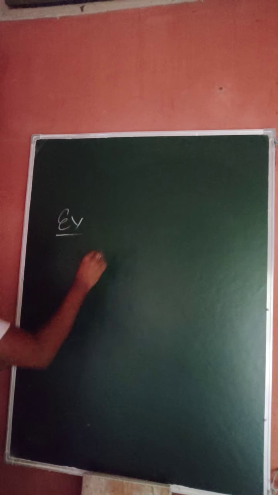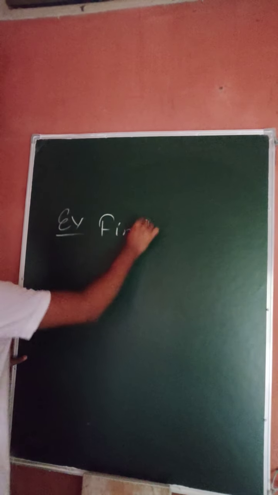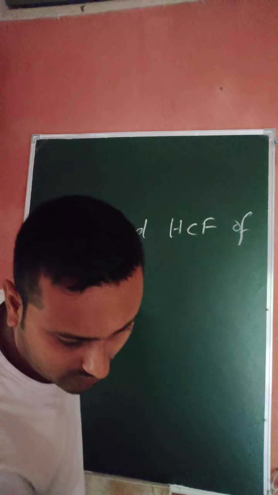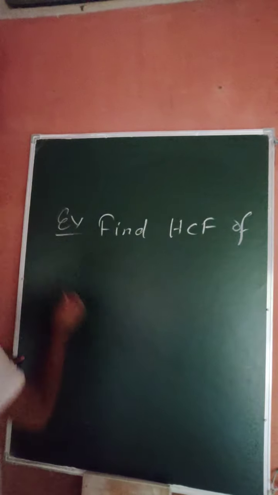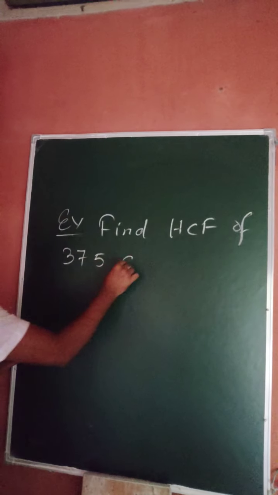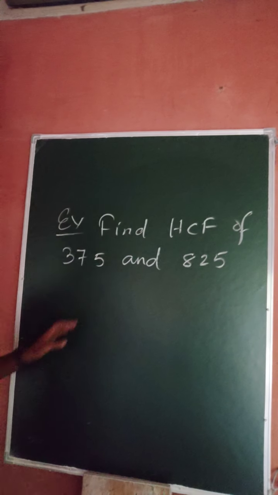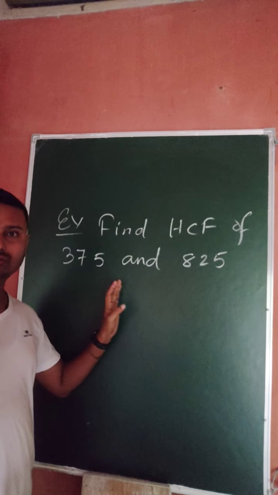Look at page number 38. The long division method, which is also known as the continued division method. Suppose you have to find the HCF of 375 and 825. In the example, it is given: find the HCF of 375 and 825, and you have to apply the continued division method.